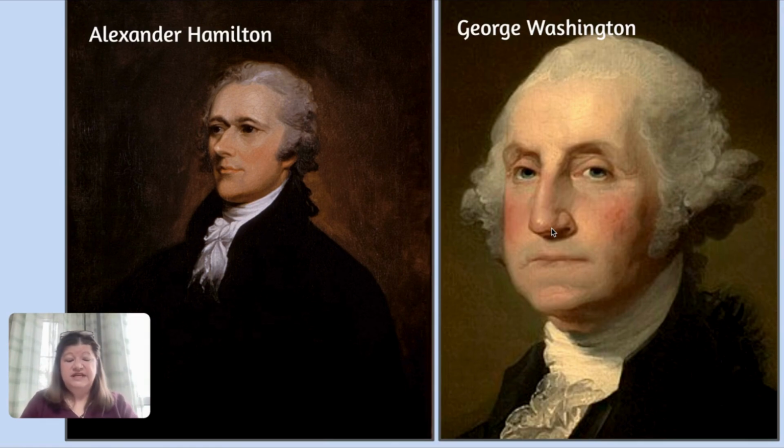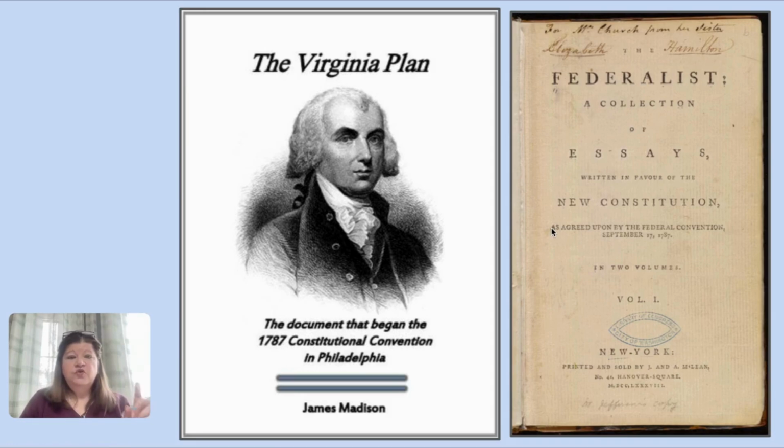So in 1787, we held the Constitutional Convention. James Madison introduced the Virginia Plan, which introduced a strong central government with 3 branches that included checks and balances. So if you think about that, the Virginia Plan is very similar to what we have today, and James Madison is responsible for that.